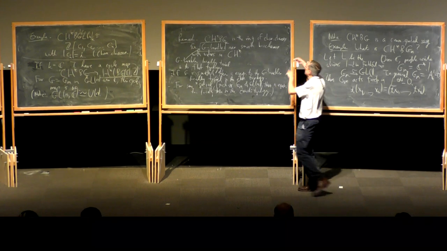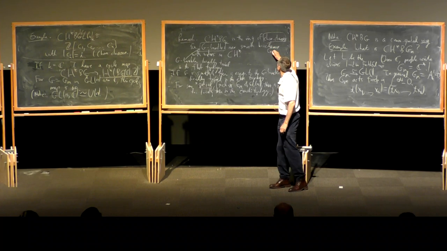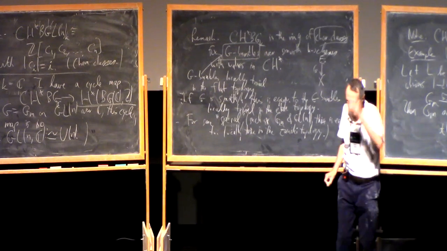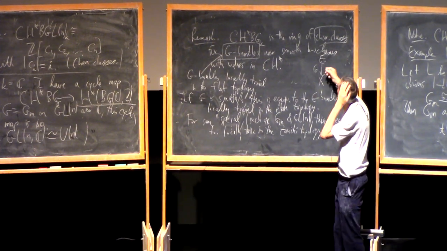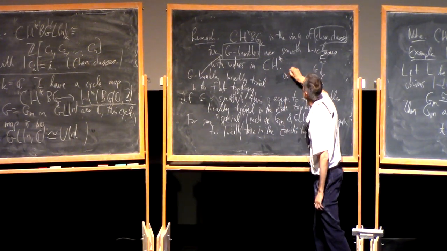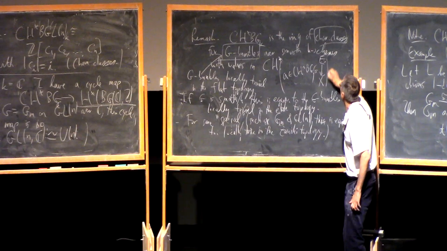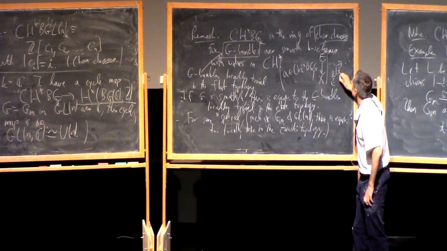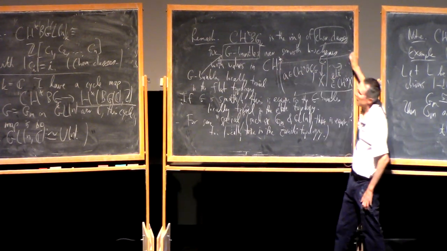I just want to say quickly, so what is a characteristic class? It's an assignment. Every time you have a principal G bundle over some variety, that is a variety with a free G action whose quotient is X, then an element A in Chow^i of BG, together with a principal G bundle, gives you an element in the Chow groups of X. And those elements are compatible with pullback. That's the definition of characteristic class.